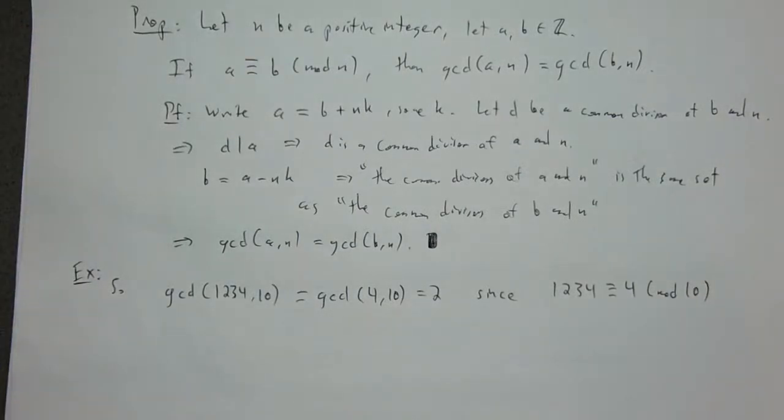So that's pretty funny, right? In certain instances, you could definitely use this in a clever way to quickly figure out GCDs without having to resort to the Euclidean algorithm or anything like that. Okay.